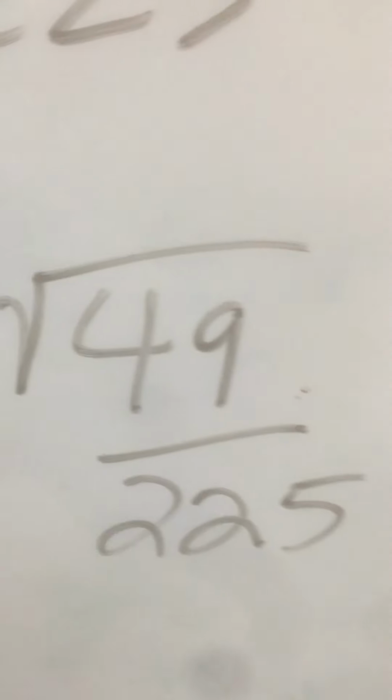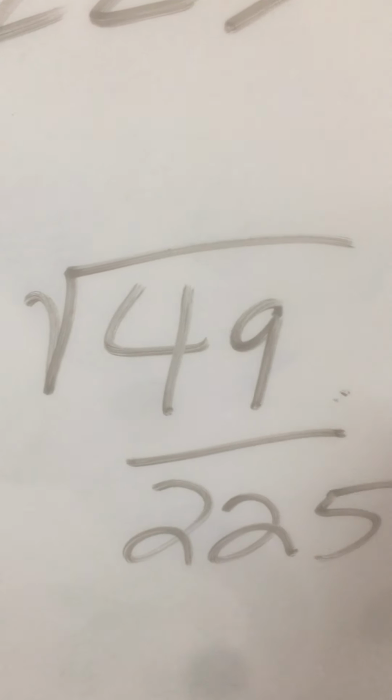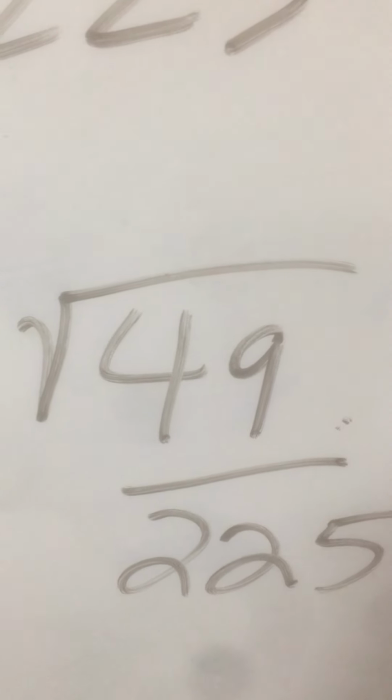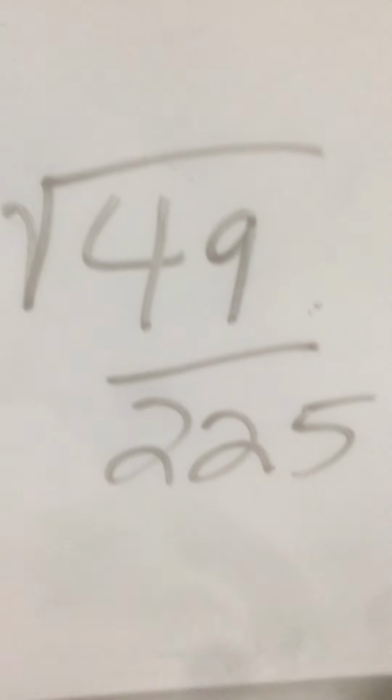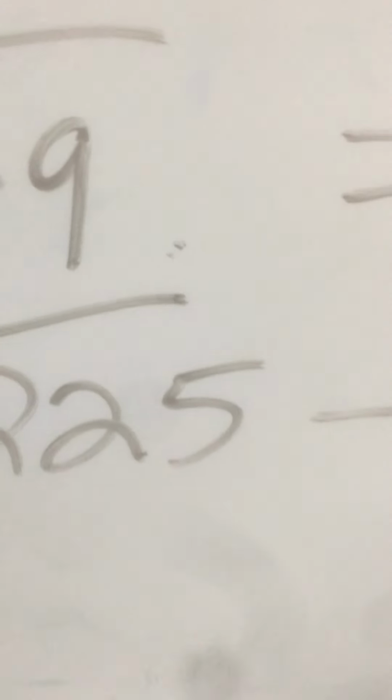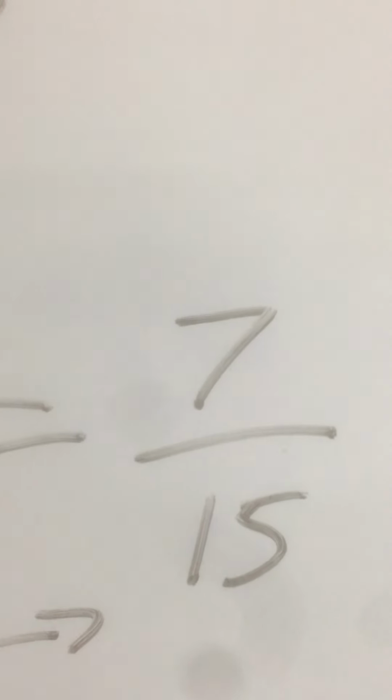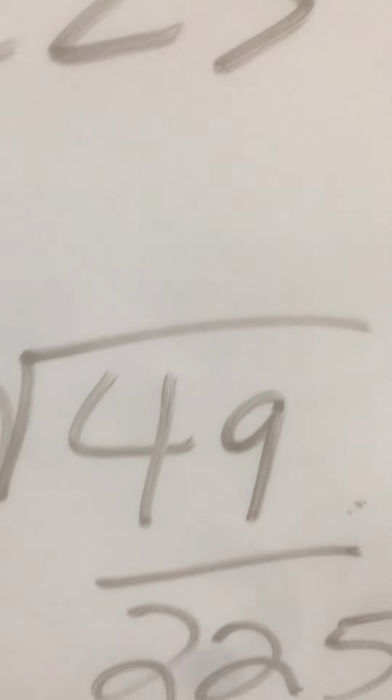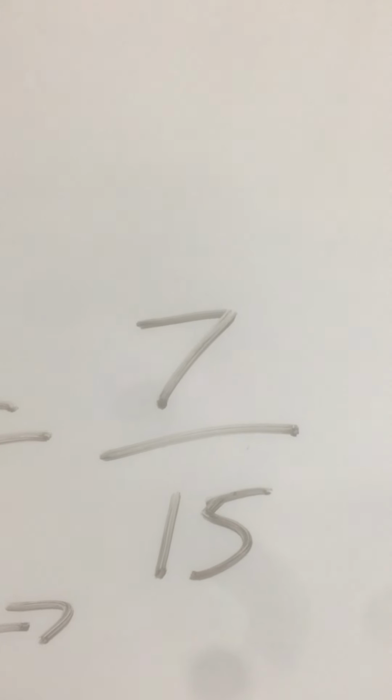Okay, so someone said it. Really, we're looking at the numerator. The square root of 49, which is our numerator, we already know is 7. The square root of 225 we just did, that's 15. So we're just really bringing that answer over. And really the answer is 7 over 15. The square root of 49 over 225 is 7 over 15.